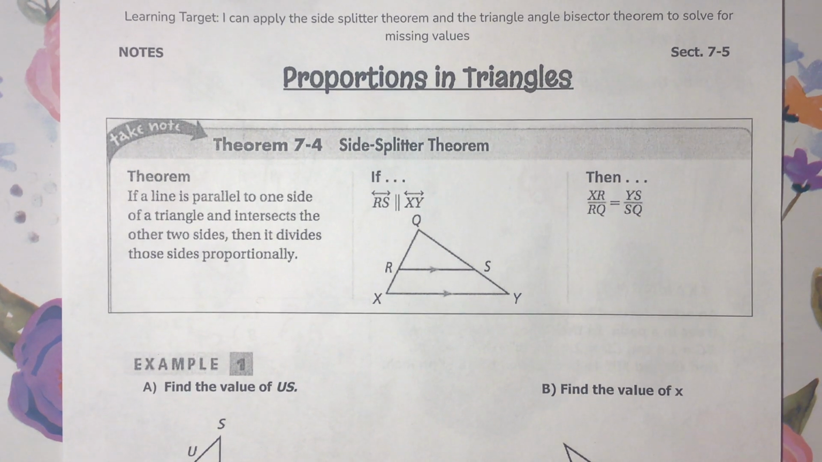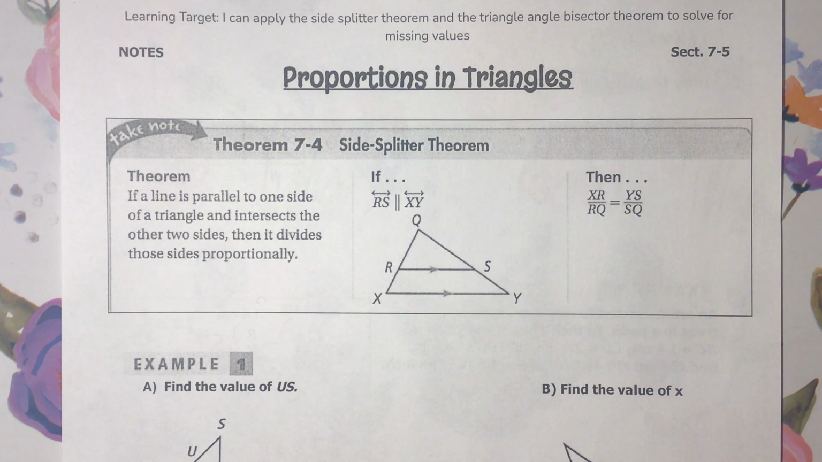Now, we've been talking all about proportions, and a proportion is just when two fractions are equal to each other, and we solve them by cross multiplying. This whole section has been all about ratio, similarity, and setting up proportions based off of properties that we know, and that's going to continue today.